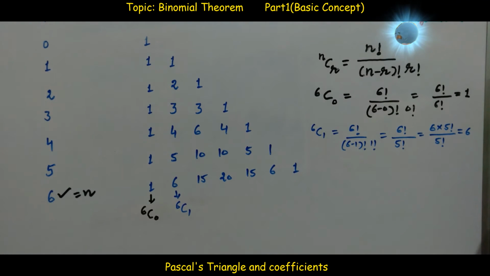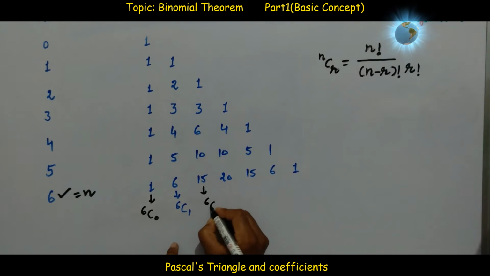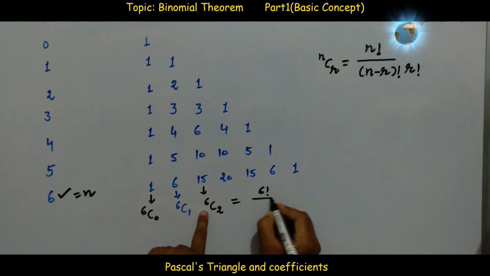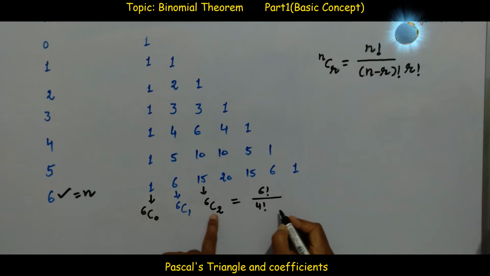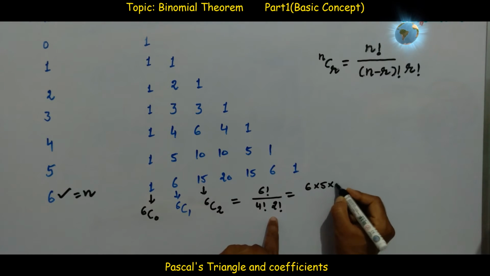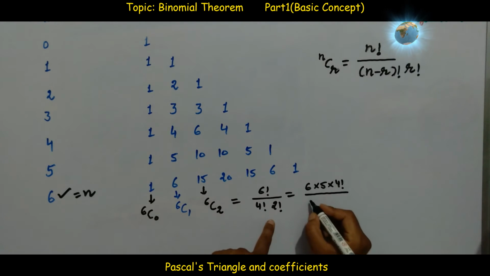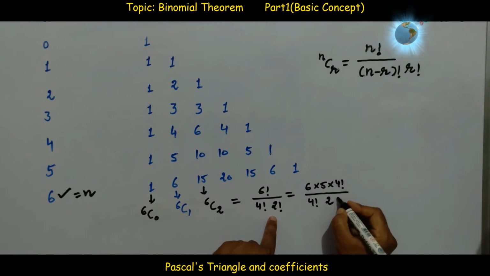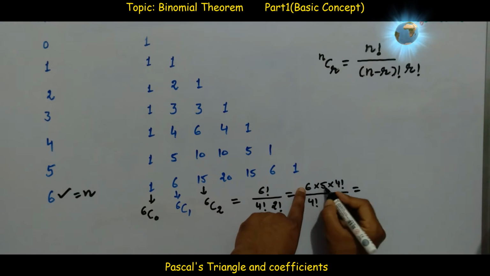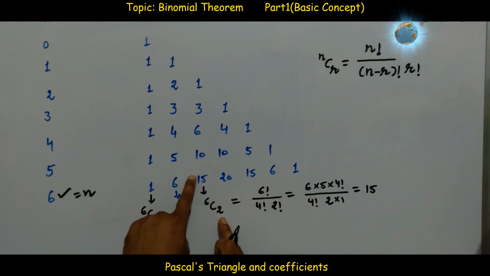So we can also write this 6 as 6c1. Next, this should be 6c2. Let us see whether the result is the same or not. 6 factorial divided by 6 minus 2, that is 4 factorial, into 2 factorial, that is equal to 6 into 5 into up to 4 factorial, because 4 factorial is available in the denominator, so that cancellation we can apply. 4 factorial into 2 factorial means 2 into 1. Now 4 factorial cancelled. 2 into 3 is 6, 3 into 5 is 15. So yes, 15, it's okay.